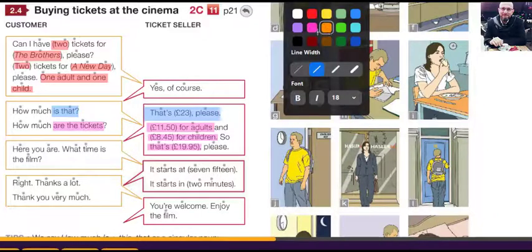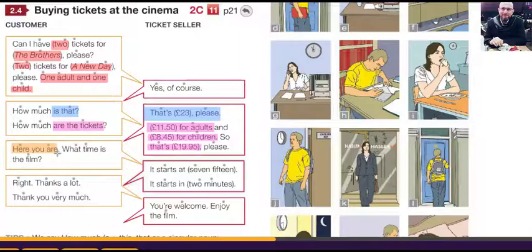Here you are. If someone asks you, for example, I ask you to give me your pencil. I say, can I use your pencil? You take it and give it to me. You say, here you are. Can I use your mobile for a minute? You say, here you are. When you give me something I ask you for, you say, here you are.